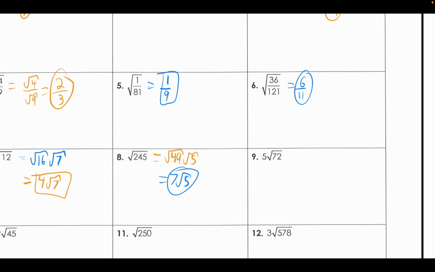Number 9, we just have a 5 out in the front, but that doesn't affect us looking for the biggest perfect square. The biggest perfect square of 72 is 36, and it goes into it 2 times. So this ends up becoming 5 times 6 times the square root of 2, and 5 times 6 is 30, so it's 30 square root 2.